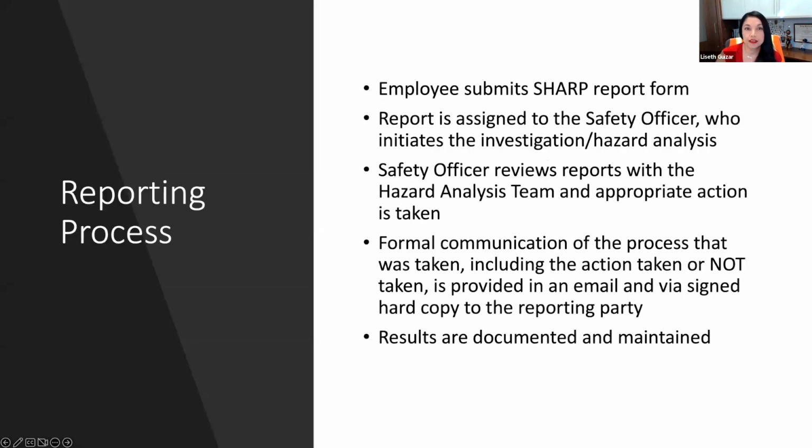So the reporting process is pretty basic. We have a report form, the SHARP reporting form, which is submitted by the employee. And I'm going to talk a little bit about the different ways to submit the form. But the form is submitted and assigned to the safety officer, who begins the investigation and hazard analysis process. The safety officer then reviews the reports with our hazard analysis team. The team consists of someone from the operations department, planning, maintenance, and safety, and then appropriate action is taken based on the report. Formal communication of the process that was taken, including the action taken or not taken.